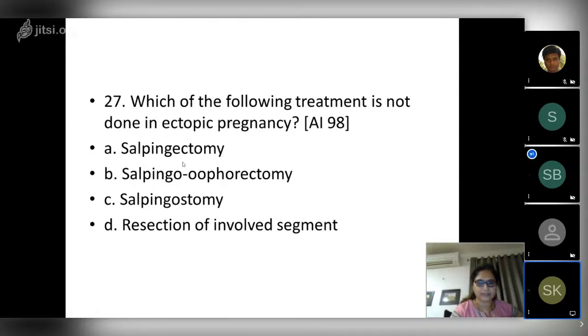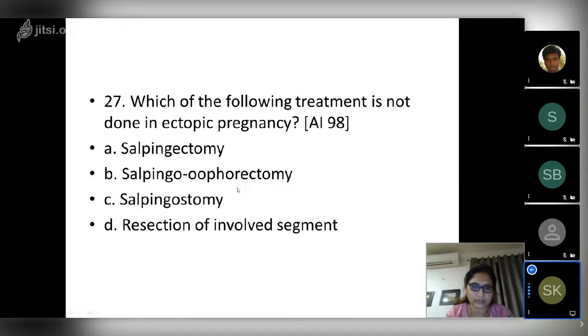Yes, ma'am. Yes, you have to do it, is it not? So whenever there is a damaged, completely ruptured tube, you have to take out that tube to completely attain hemostasis. You want to stop the bleeding there. That is your primary intention in ectopic pregnancy. So when there is a highly damaged tube, you can't leave it alone there. You have to take it out. So salpingectomy is done, and it is actually the most common procedure we do in a ruptured ectopic pregnancy.